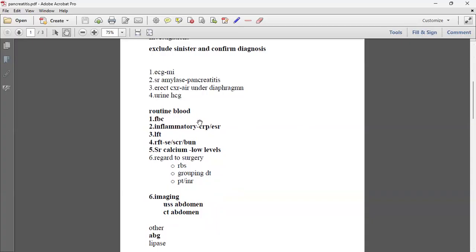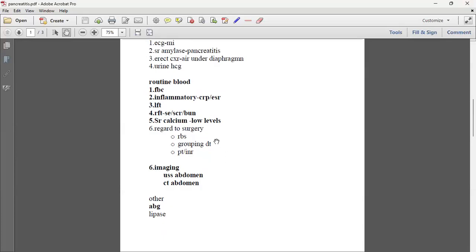Okay, so a full blood count, because with the WBC count you can also assess the severity of the pancreatitis, and inflammatory markers. CRP, once again, helps us to know the severity. Your liver function tests, your renal function tests, serum calcium, and if we are going to prepare this patient for surgery, any patient with an acute abdomen has a chance to go into surgery. So you have to do your blood sugars, grouping, and at least a PT/INR.